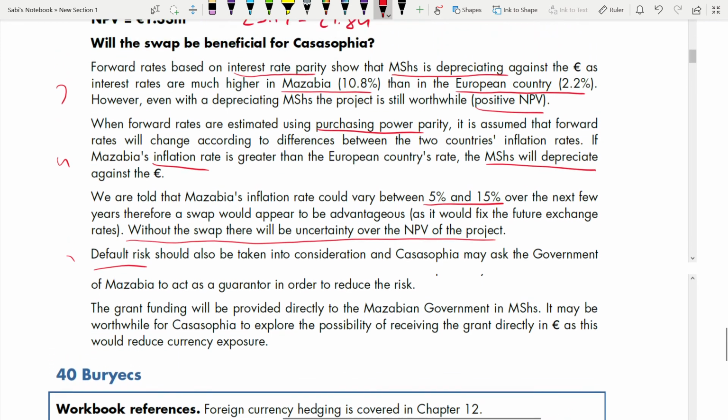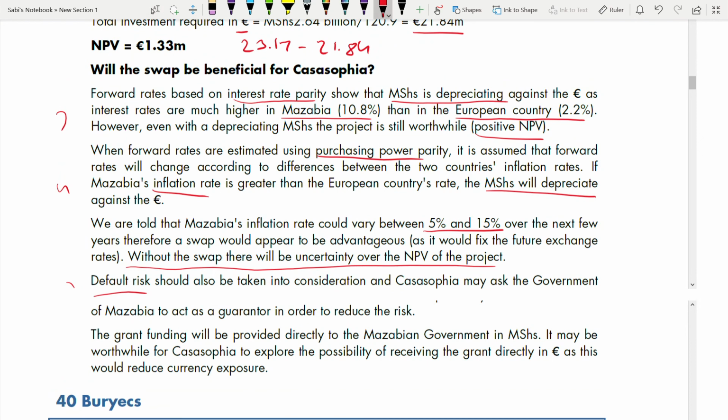Now the last paragraph, right? The grant funding will be provided directly to the Mazavian government. It may be worthwhile for Casasophia to explore the possibility of receiving the grant directly in euro, as this would reduce currency exposure. Isn't it better to receive in your home currency rather than receiving in foreign currency? It will reduce your exposure also.